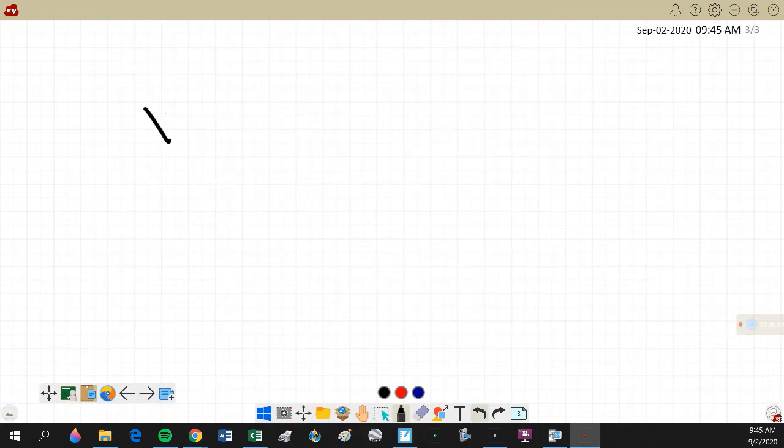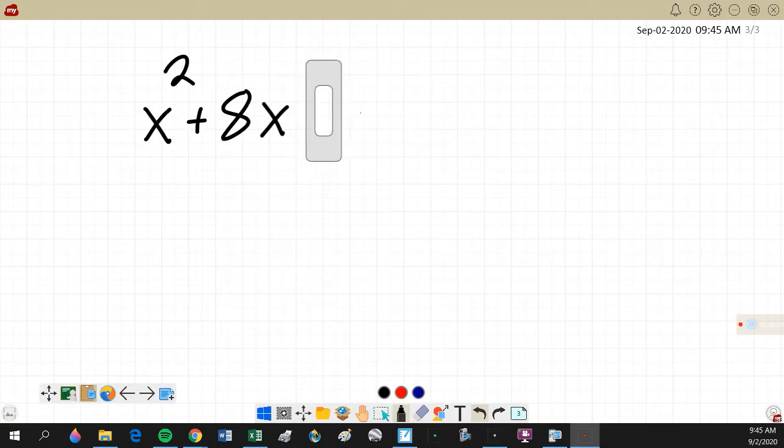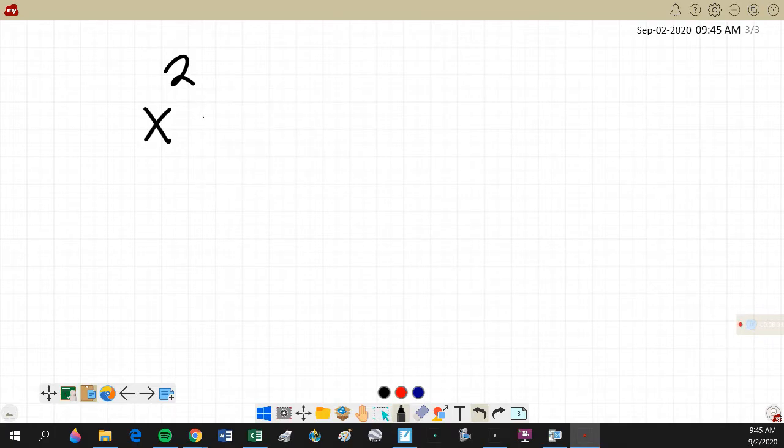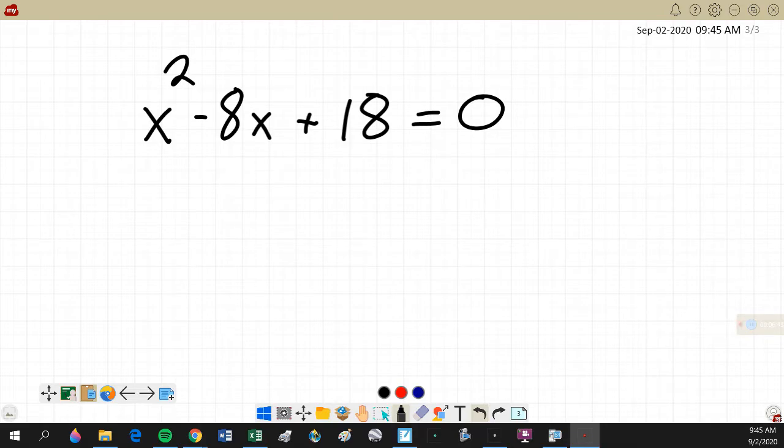So let's say I had x squared plus 8x plus 14. Let's not do 14. Let's do minus 8x plus 18. Okay. Are there factors of 18 that add to be negative 8? No, there are not. Whatever. I'm just going to run with it. So, what if I had this?